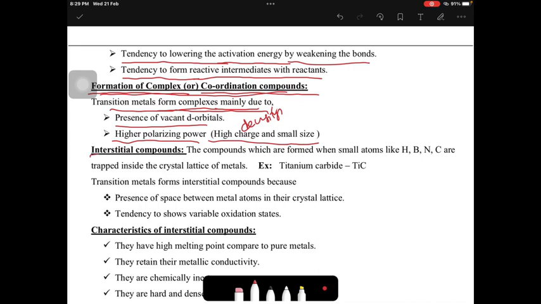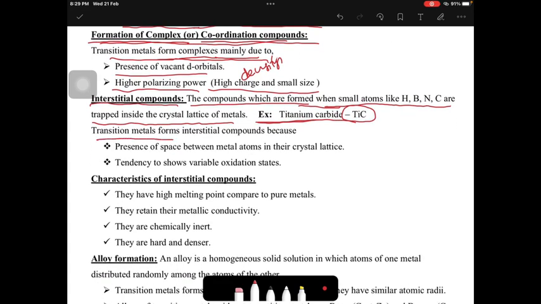Next, interstitial compounds. These are compounds formed when small atoms like hydrogen, boron, nitrogen and carbon are trapped inside the crystal lattice of metals. Example, titanium carbide, TiC. Transition metals form interstitial compounds because of the presence of space between metal atoms in their crystal lattice, and the tendency to show variable oxidation state.